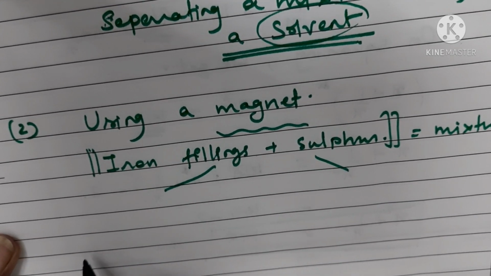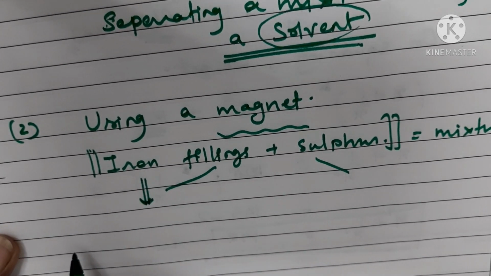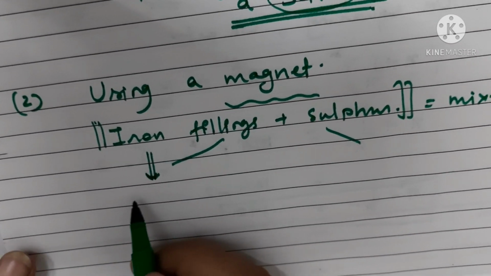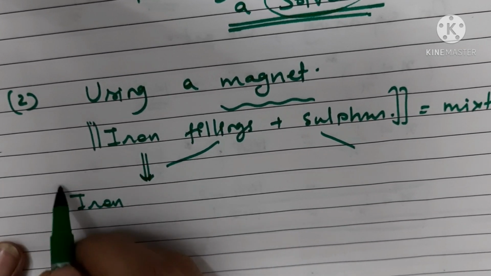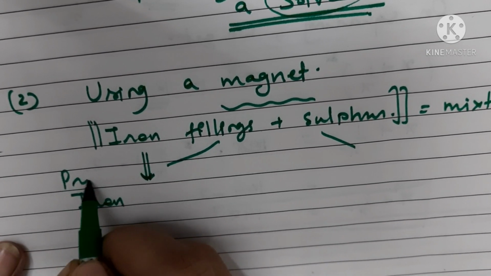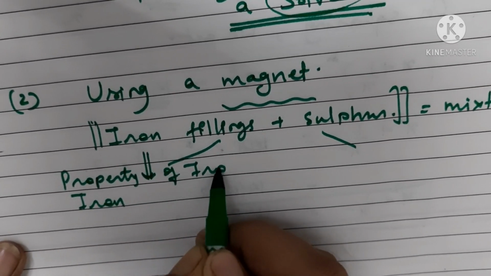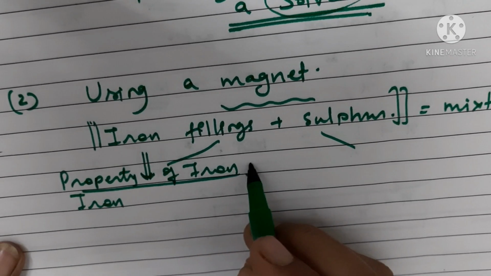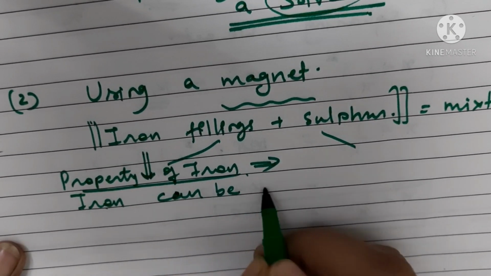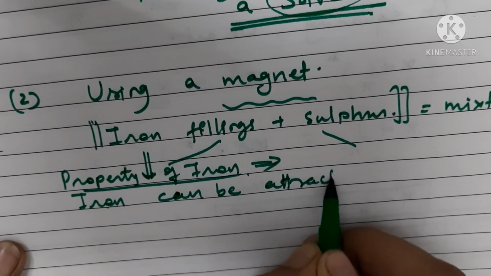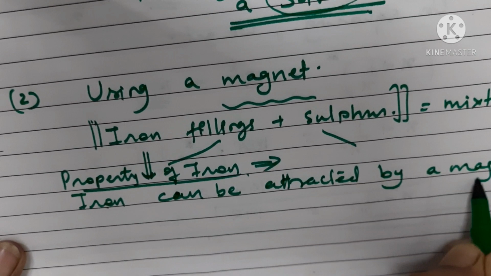So what we can do? We know that the property of iron is what? The property of iron is that it can be attracted by a magnet. What property we are using here? The property which we are using here is that property of iron. That iron can be attracted by a magnet, isn't it?